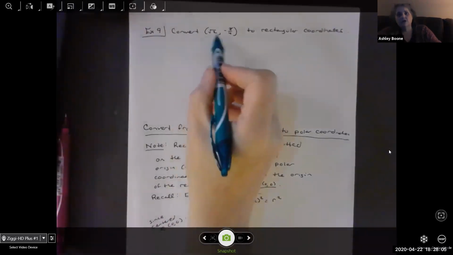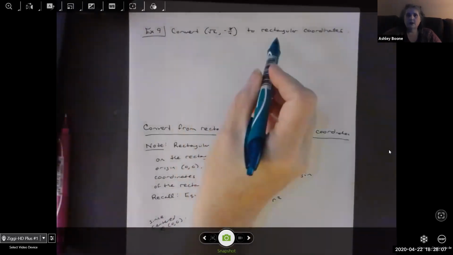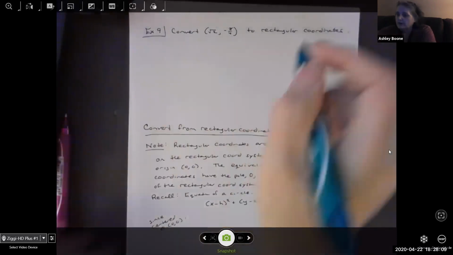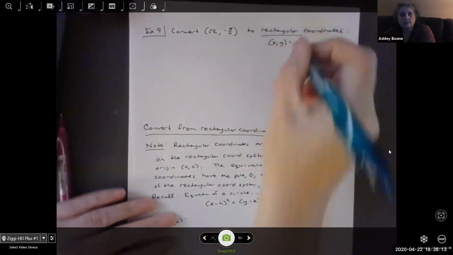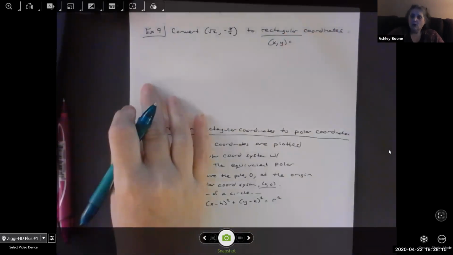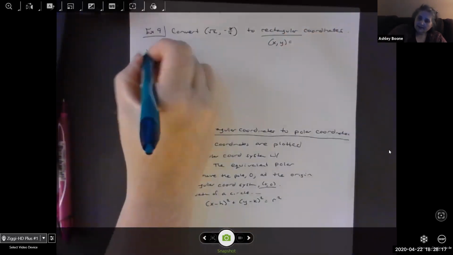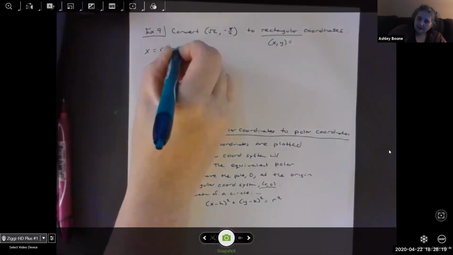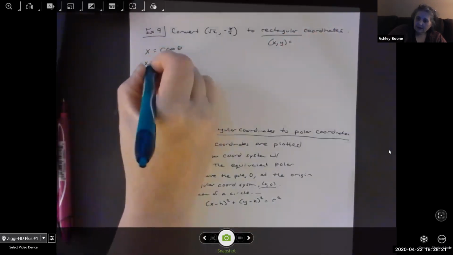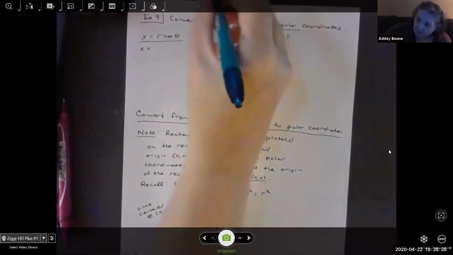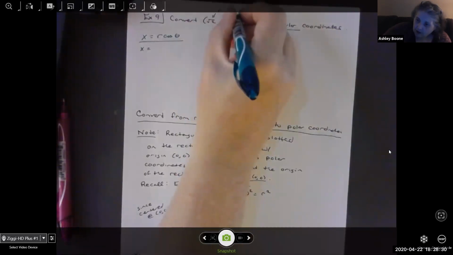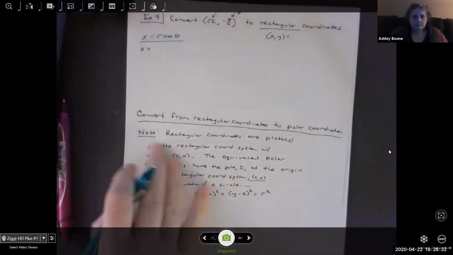Convert square root of 2, negative pi over 4 to rectangular coordinates. So we're converting to rectangular form. That means we want the XY ordered pair. What is that? Remember that x is equal to r times the cosine of theta. So that means x is equal to the square root of 2 in our polar coordinates. This is our r value. This is our theta.